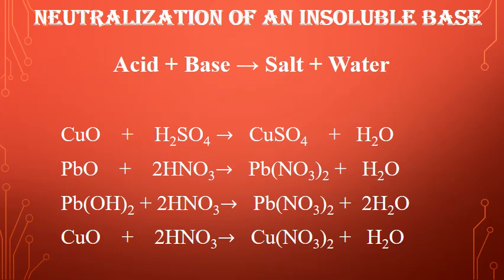Next one, lead hydroxide, Pb(OH)2, plus nitric acid gives us lead nitrate plus water. And then we have copper oxide plus nitric acid giving us copper nitrate plus water. This is also quite important as per your syllabus.